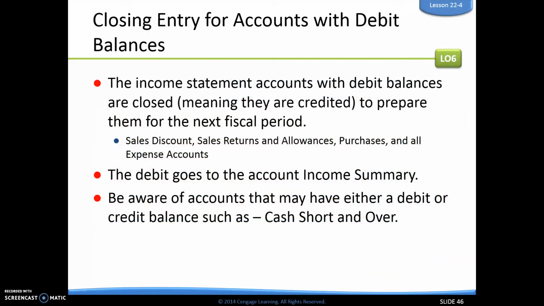Then we have all of our income statement accounts that have debit balances, which means that they are going to be credited to close them out. These are listed here. It seems like not very much, but remember this says all expense accounts. That's where it gets really long for this one. Since all of these are going to be credited, their total is going to be debited to income summary. The one that you need to be aware of here is that cash short and over can actually have either a debit or a credit balance. So just make sure you're aware of that because that can go on either one of these.